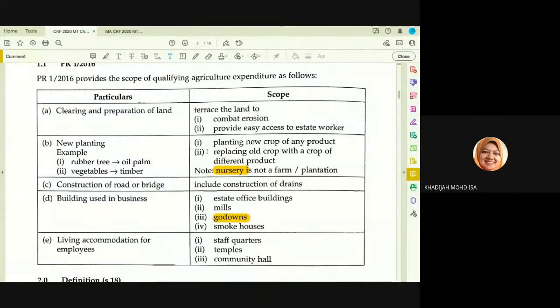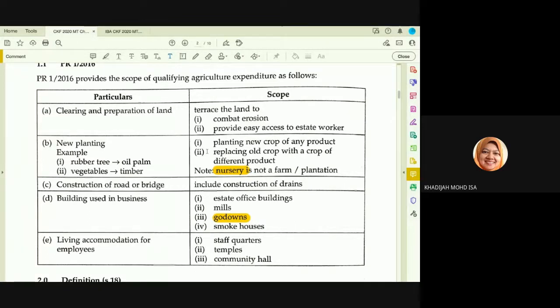So nursery is not an agriculture business. It could be, but it does not fall into the category here. So if it is a nursery, you cannot claim agriculture allowance. It's not a farm and it's not a plantation. That's why it's non-qualifying. You can claim capital allowance as a normal business, but not agricultural allowance.